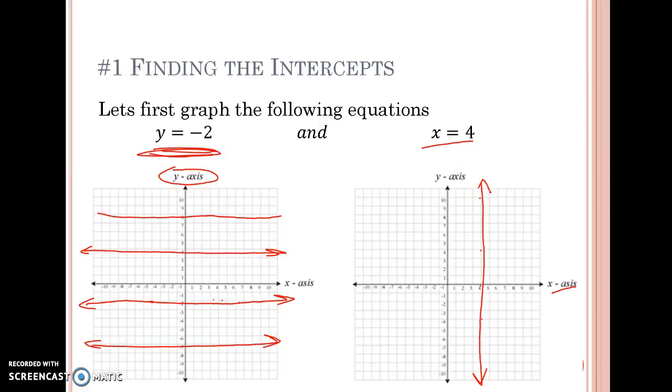If we had x equals 2, it'd be all of these lines, or x equals -5 would be all of these lines. And so whenever we have x equals a number, it's always going to be a vertical line that hits the x-axis at whatever the number is. And so that's how we graph those types of equations.